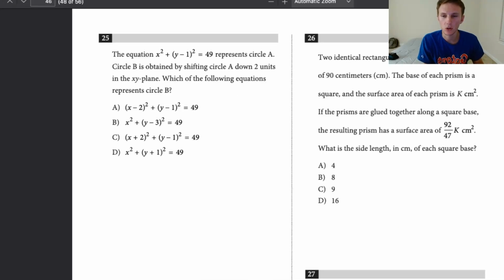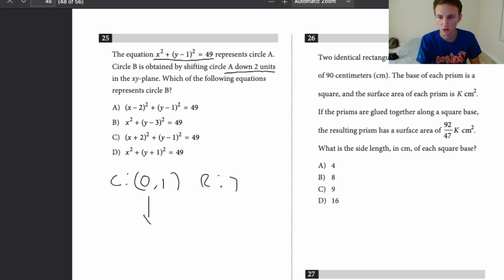They like to ask these circle equation questions. So here we're given x squared plus (y minus 1) squared equals 49. Basically, make sure that you know how to look at this and get the center and the radius. So the center is going to be (0, 1). Let me write that 0 better. Yeah, that'll be (0, 1). And then the radius is going to be 7. Then we're asked to find the new circle when we shift down 2 units. So the new circle is going to have a center of (0, -1).